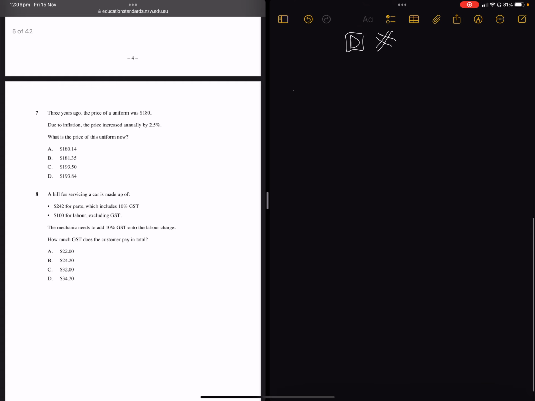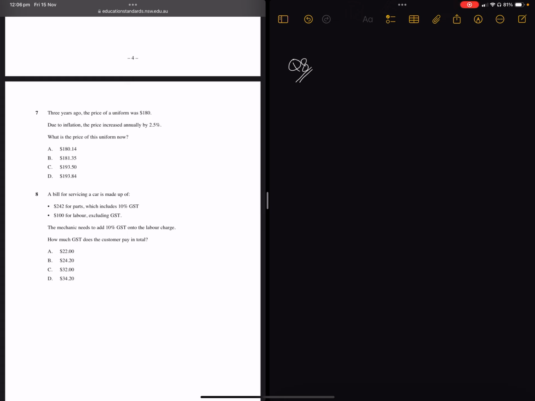So now let's have a look at question 8. So we're told a bill for servicing a car is made up of $242 for parts, which includes 10% GST, $100 for labour excluding GST. The mechanic needs to add 10% GST onto the labour charge. How much does the customer pay? How much GST does the customer pay in total?